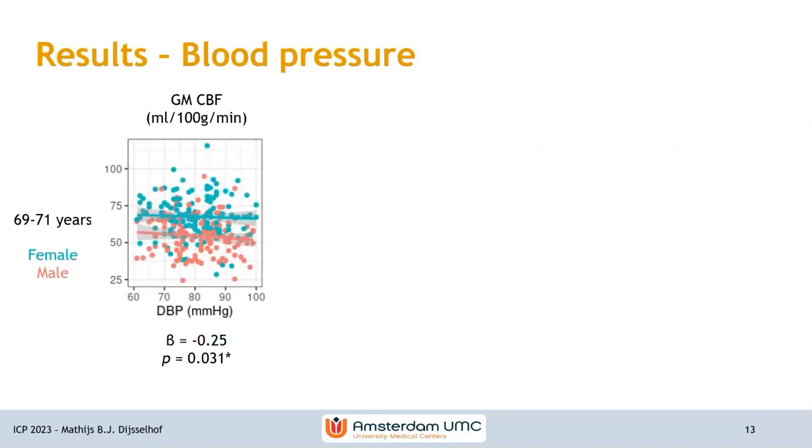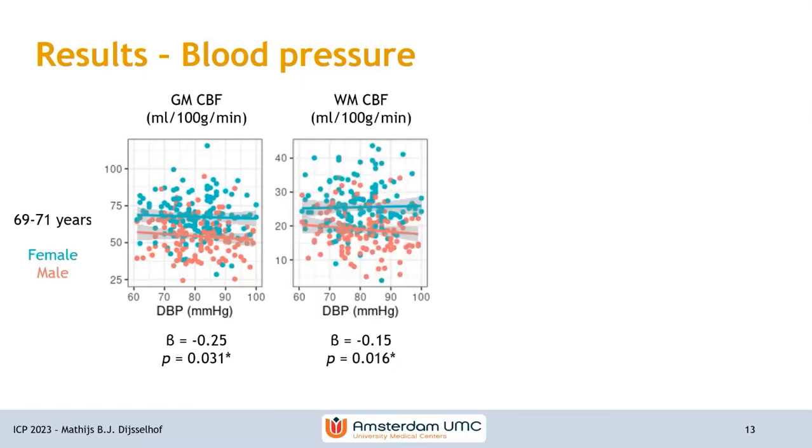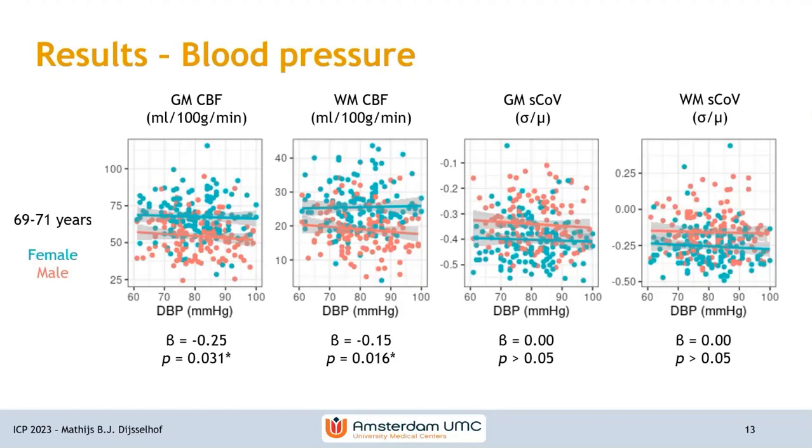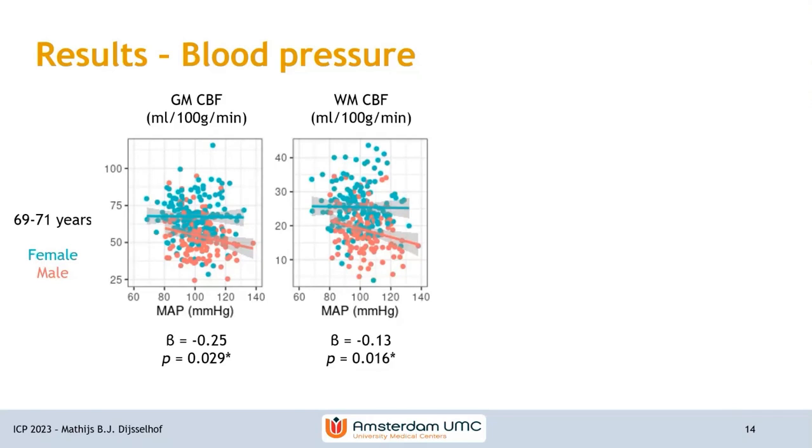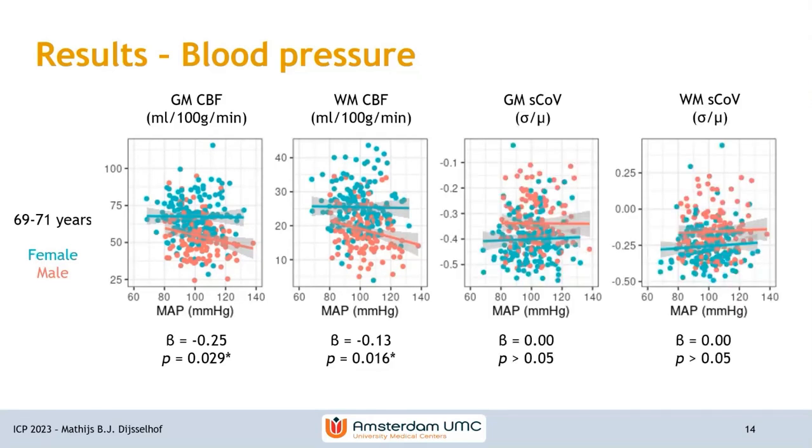Then continuing with the diastolic blood pressure, only again a general negative association with gray matter CBF, and similar for white matter CBF, a slightly less strong effect. And again, no results were found between diastolic blood pressure and the spatial coefficient of variation. And in a similar pattern, when looking at the mean arterial pressure, only a negative general association for gray matter and white matter, and again, no significant association with the spatial coefficient of variation.